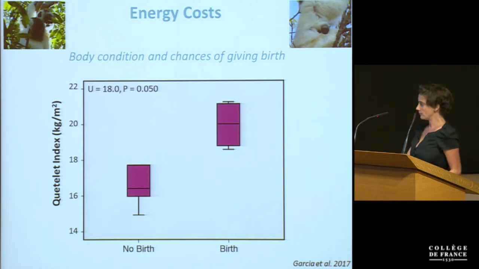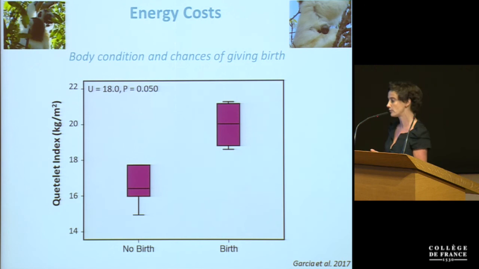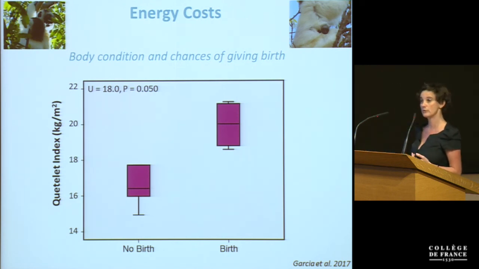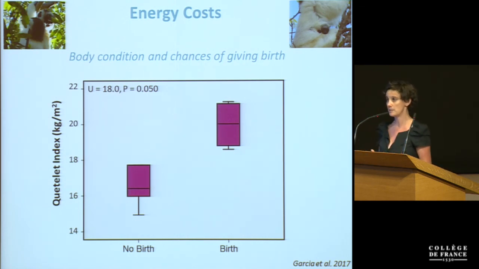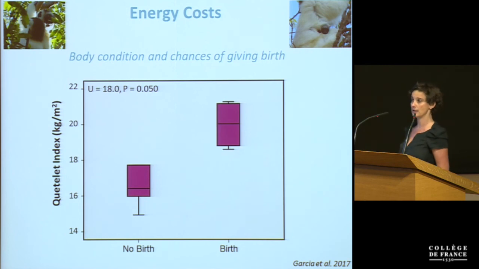If we now look at the relationship between body condition and the chances of giving birth during the following birth season, we found that females who gave birth were in better body condition at the beginning of the mating season. So these results in a seasonal species are really in accordance with our previous results in a non-seasonal species, baboons, showing that managing energy balance is really fundamental to fertility regulation.